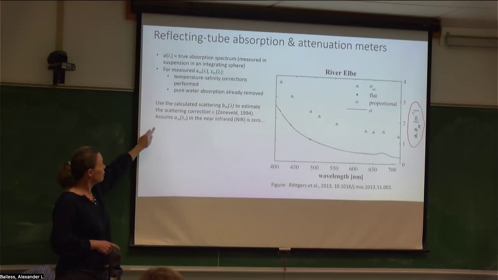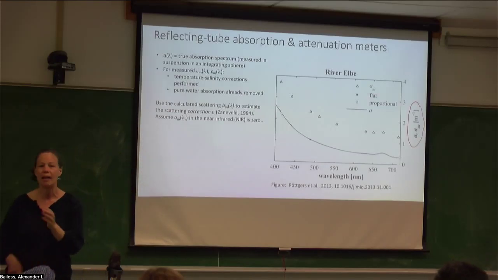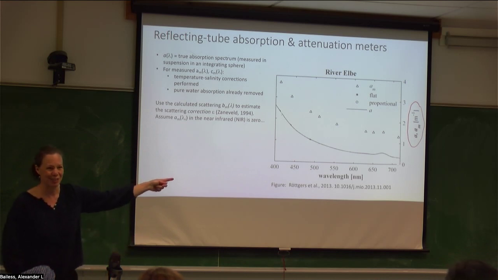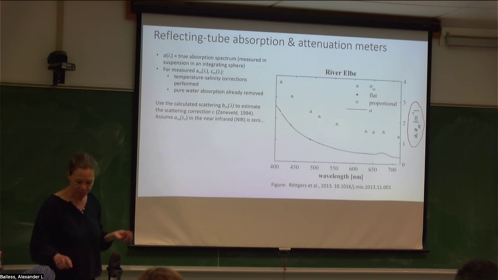The first method, we assume that the measured absorption in the near infrared at the reddest of the wavelengths available, in this case, 715, I think, is zero. Because in much of the ocean, that's kind of true. You notice it's not in this place, right? But we can assume that it's zero.